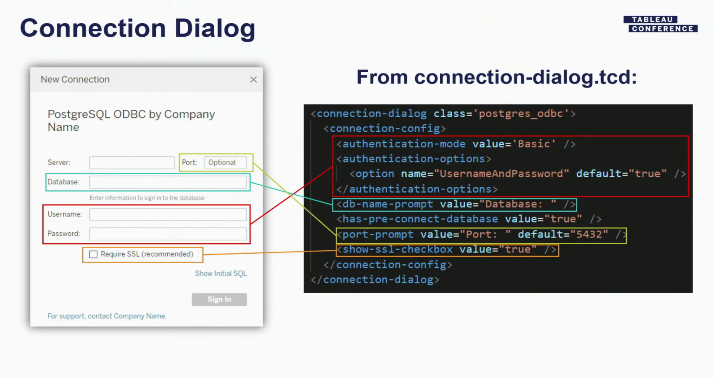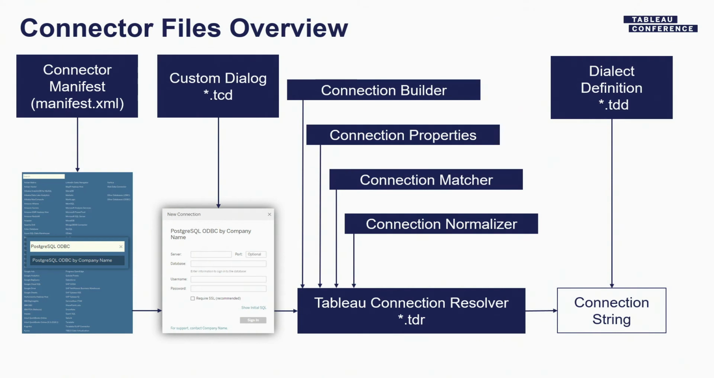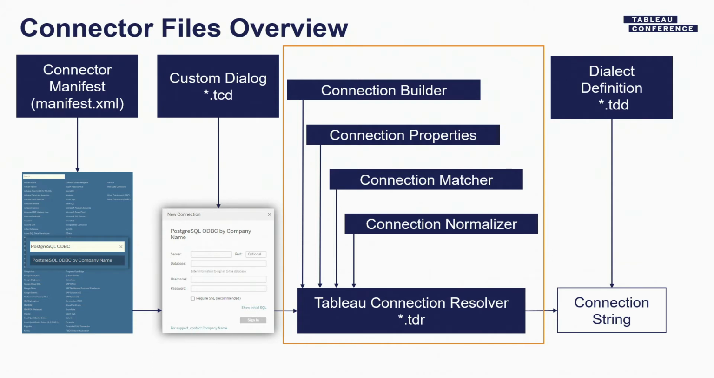And here is a Boolean setting for whether you support SSL connection or not. So at this point, the connector we've made shows up on the connector list and has a connection dialog. So it looks like a normal Tableau connector, but it doesn't actually work yet. And so now we'll go and actually give the connector the guts it needs to actually connect to the database.